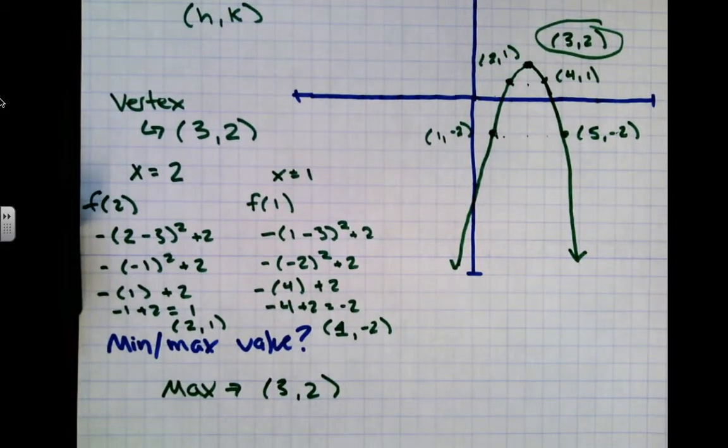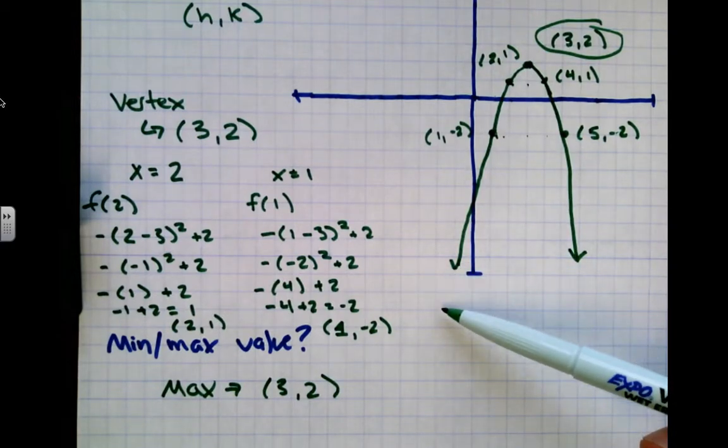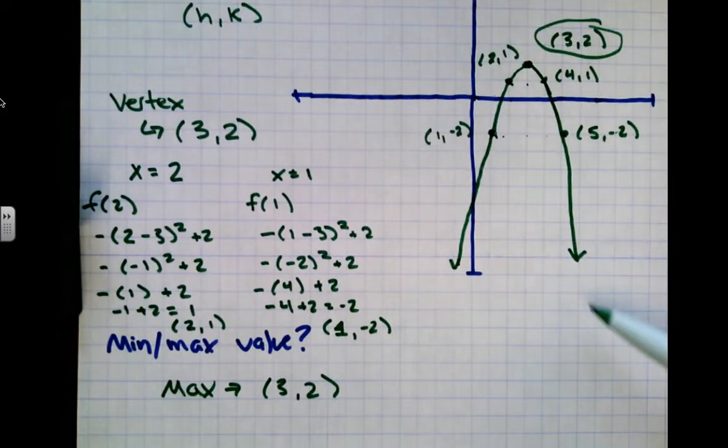In this case, our minimum would end up being negative infinity, and there's really no point that we can identify, just because these are going to continue to go on forever and ever and ever in the negative infinity direction.